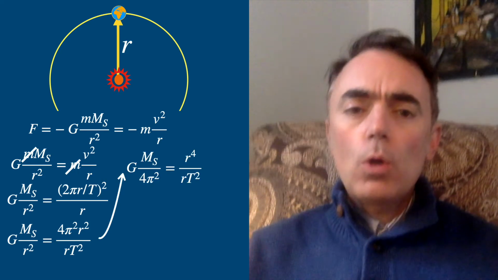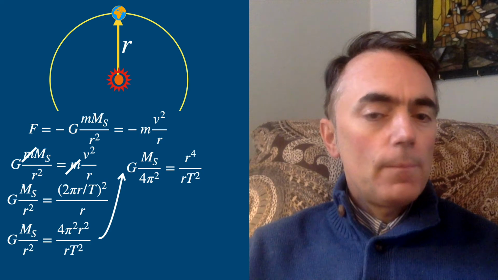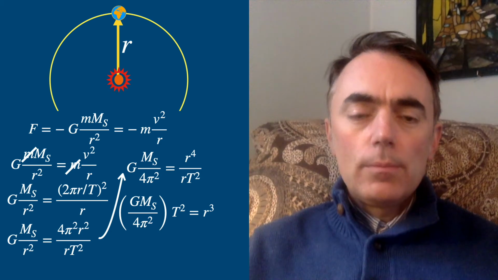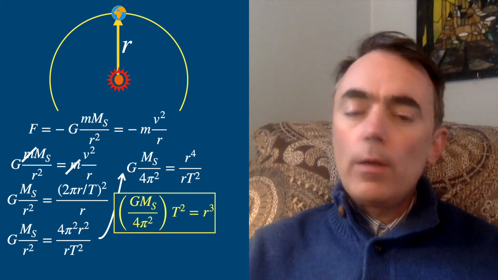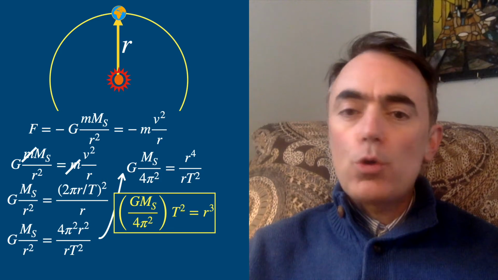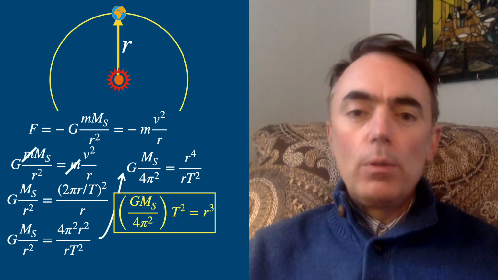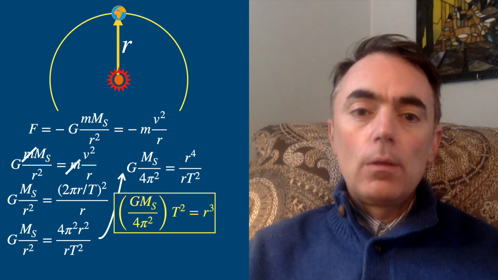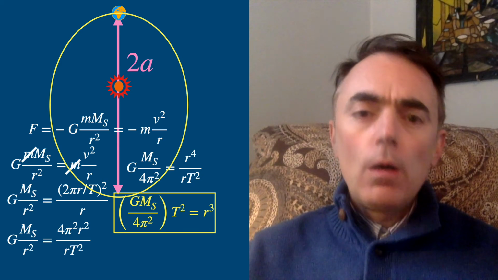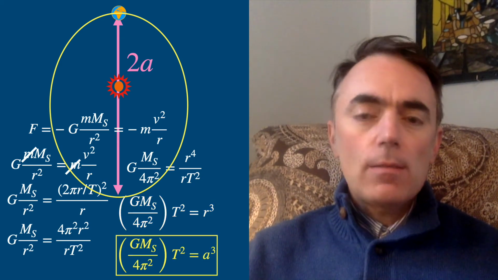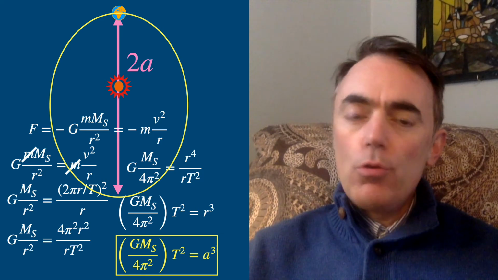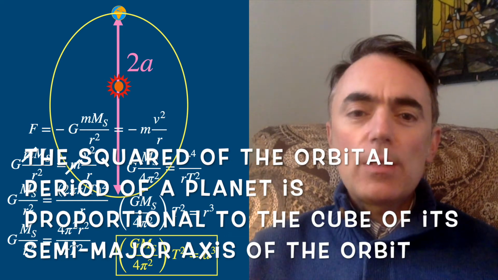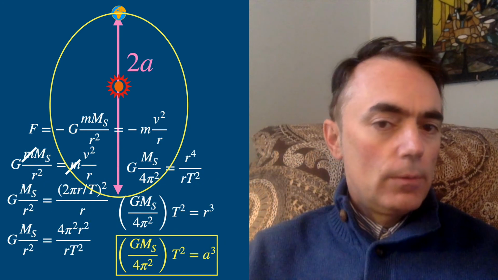Then I move all constants to the left-hand side. I multiply by T squared and I find that the square of the period is proportional to the cube of the radius of the orbit. This is for a circular orbit. For an elliptical orbit, we change r by a, the semi-major axis of the orbit, and get Kepler's third law as the square of the orbital period of a planet is proportional to the cube of the semi-major axis of the orbit.